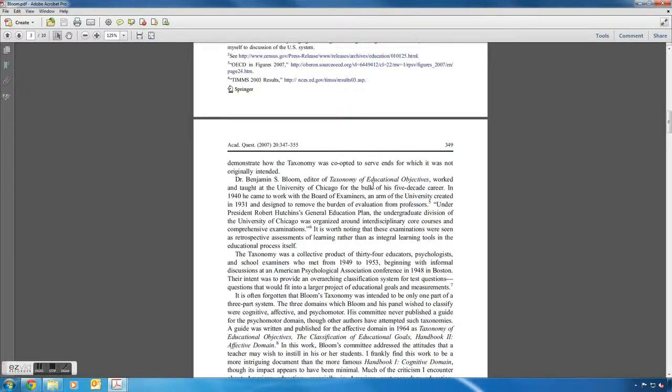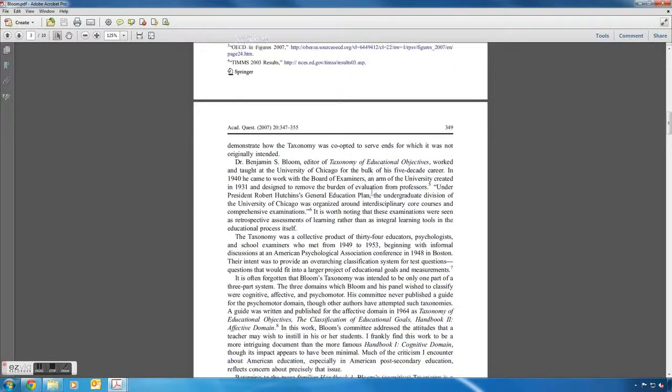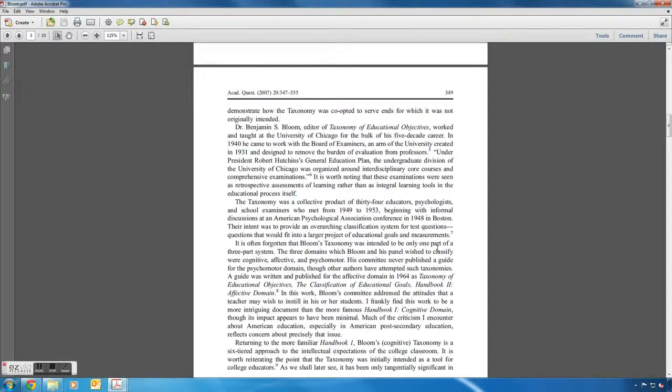The taxonomy was a collective product of 34 educators, psychologists, and school examiners who met from 1949 to 1953, beginning with informal discussions of the APA conference in 1948 in Boston. It is often forgotten that Bloom's taxonomy was intended to be only one part of a 3-part system. The 3 domains which Bloom and his panel wished to classify were cognitive, affective, and psychomotor. His committee never published a guide for the psychomotor domain, though other authors have attempted. So basically, Bloom's is incomplete.